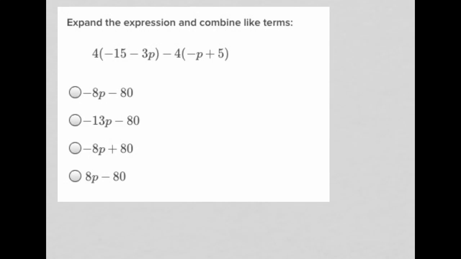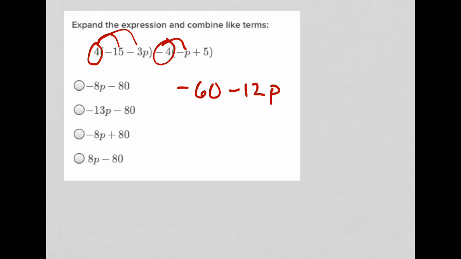Yeah, one more. Same idea here. I have those parentheses, so I'm going to need to distribute. So I'll take the 4 times the negative 15 and also times the negative 3p. Remember, when you're distributing, you're multiplying. So 4 times negative 15, that's going to be negative 60, I think so. 4 times negative 3, that's negative 12, but there's also a p there.